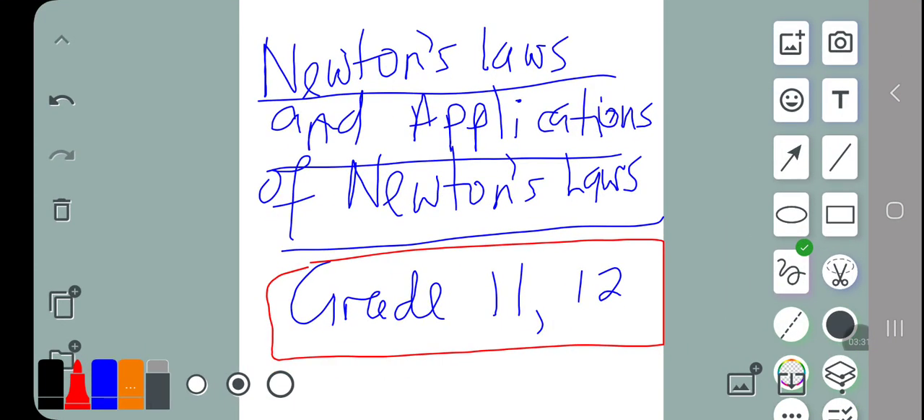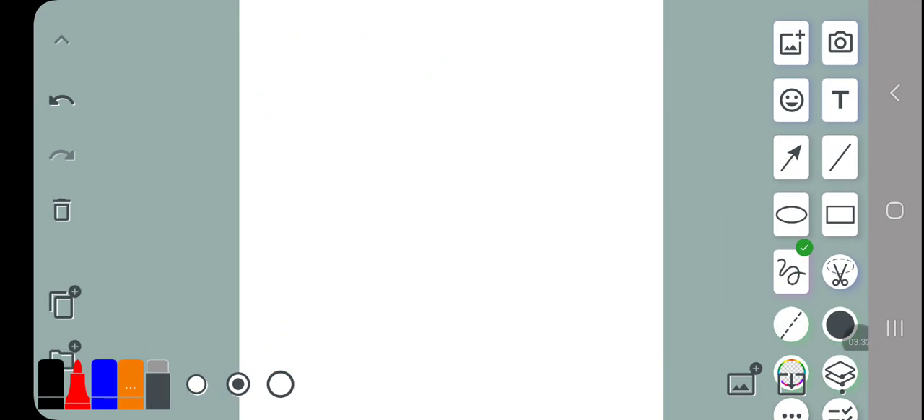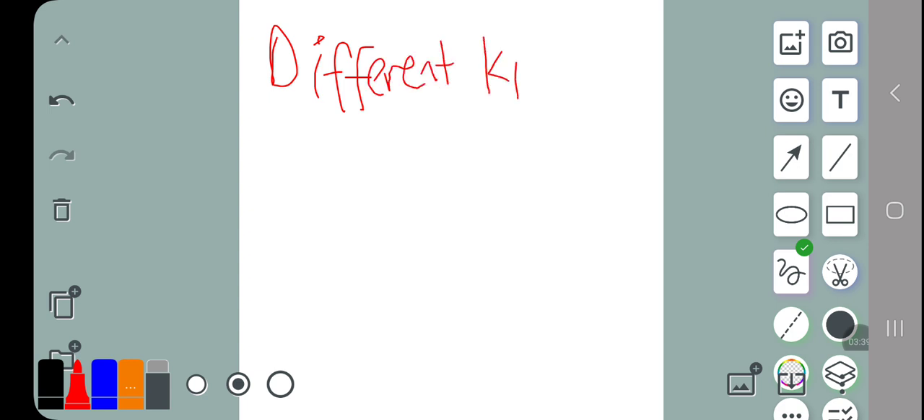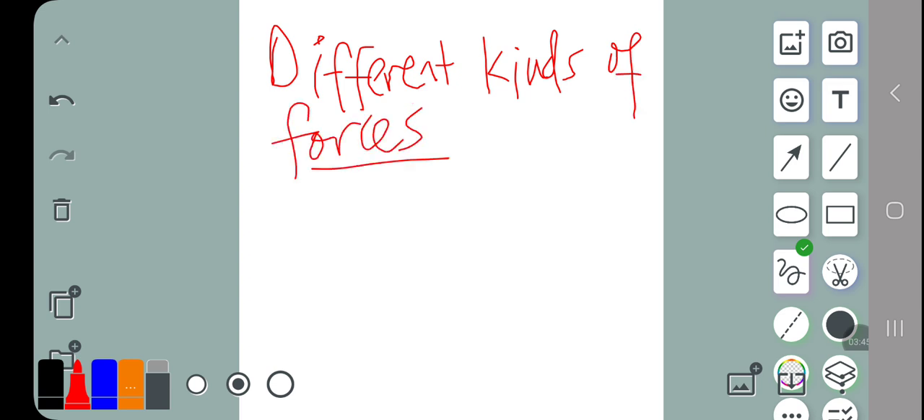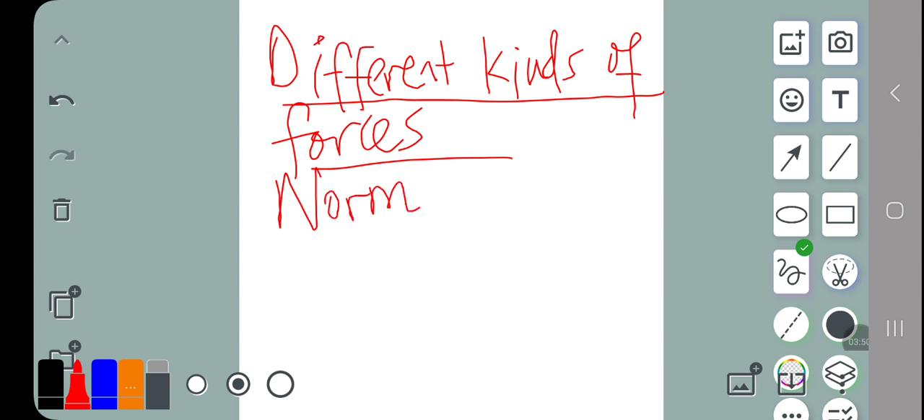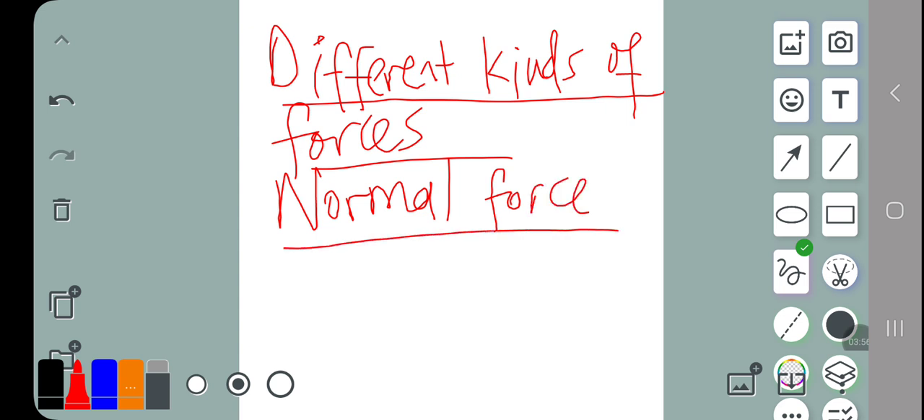As we are starting with the different kinds of forces, we are starting with the normal force. I'm not going to write the definition as the definition is given in the examination guideline. Here I'm going to demonstrate how you get your normal force.